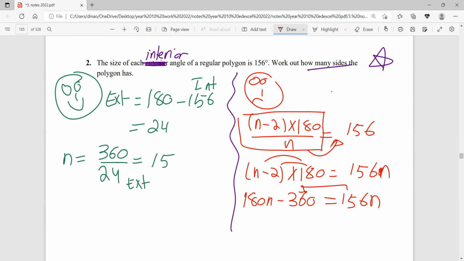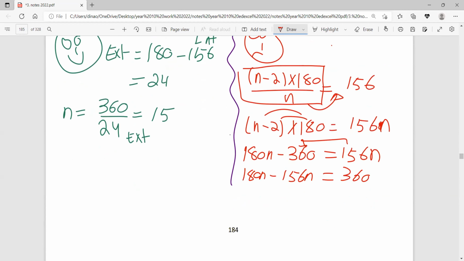I forgot the n. And here I did expanding: 180 times n, 180 times 2. Collect the n's on one side: 180n minus 156n, and then move the 360. Did you notice how many steps? That's why I tell you the green method is much nicer for me. 180 minus 156 which is 24n equals 360.